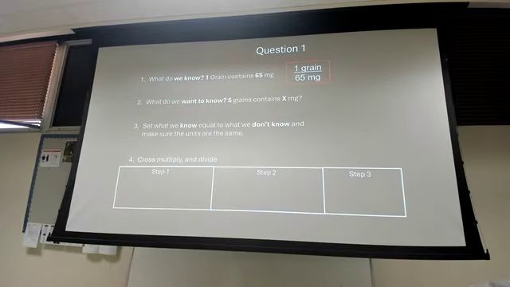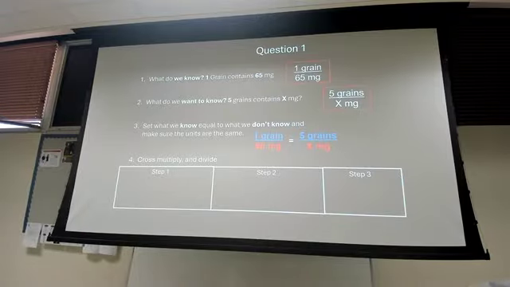And so what do we know? So 1 grain contains 65 milligrams. That would be 1 grain over 65 milligrams. And then what do we want to know? So the question asks 5 grains of aspirin. So 5 grains contains X milligrams. We'll set this up to a proportion, setting them equal to each other. So 1 grain is over 65 milligrams, and it'll equal 5 grains over X milligrams.